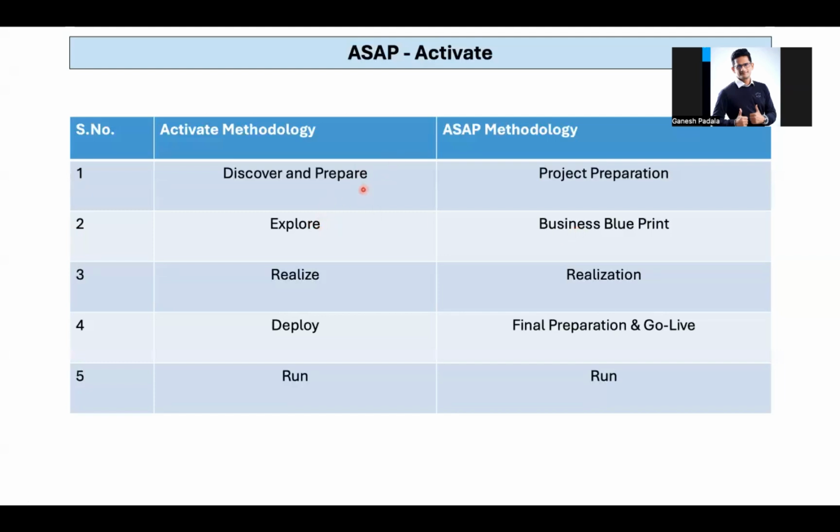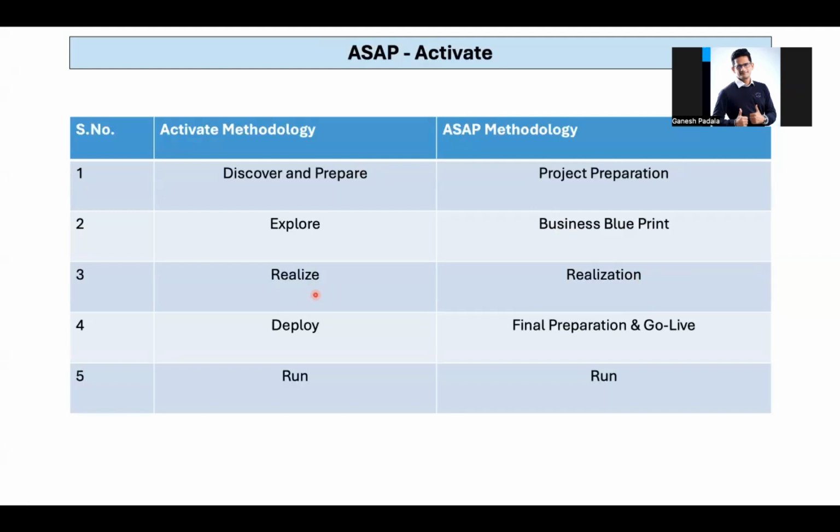Then explore. Explore looks like a business blueprint. We finalize all the processes, finalize what kind of systems you are going to use, and those things will be finalized. So some of the activities in prepare and explore are related to business blueprint. Next one is realize, and the realization in SAP and realize here is almost similar, I believe.